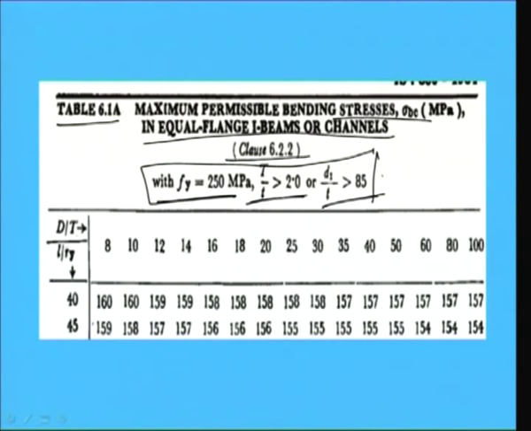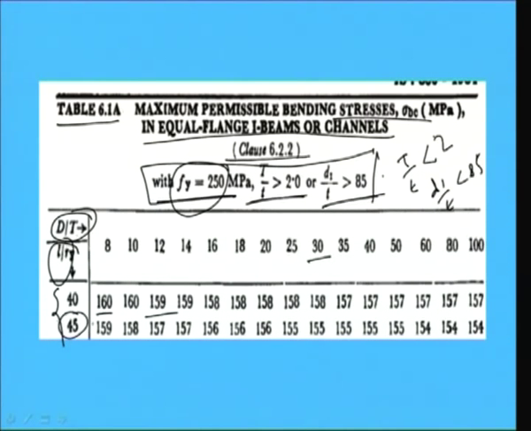In different tables you will see that T by t may be less than and d1 by t may be less than 85, and someone may be greater than, someone may be less than, like this for different conditions. And again for different Fy values, this sigma bc value has been calculated, for different L by ry ratios and different d by t ratios. Say, for d by t is 30 and L by ry is 45, then the sigma bc value will be 155.